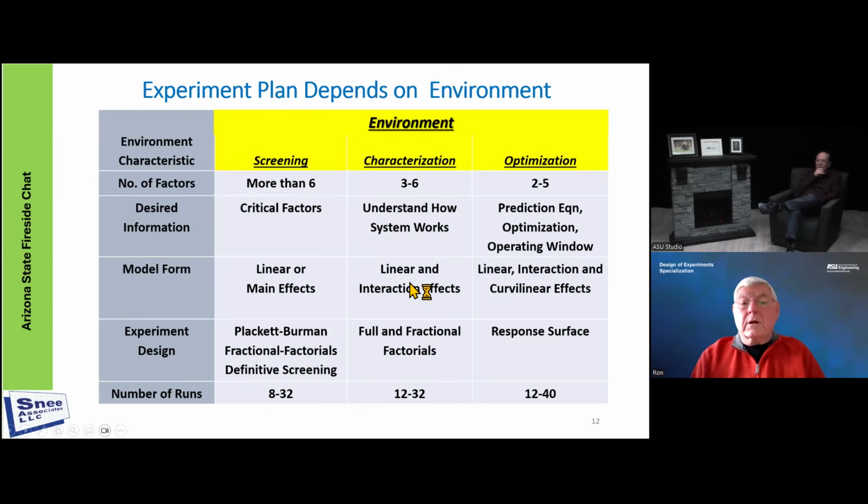When you get over here to characterization, you begin to look at linear and interaction effects. You're going to be running roughly 12 to 32 runs. And then when you get over here to optimization, you're going to be doing response surface designs and 12 to 40 runs there.